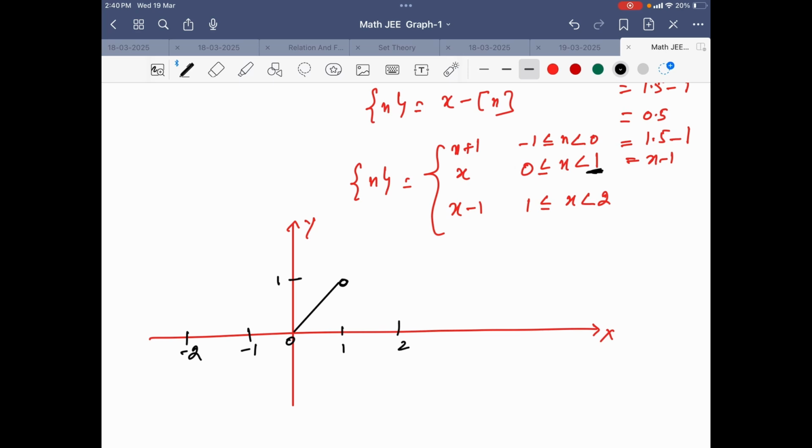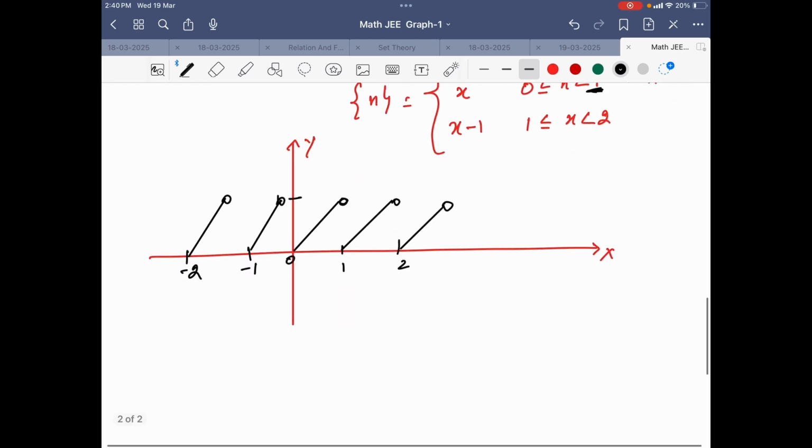Then the second interval, 0 to 1, will be x. If 1 to 2, it will be x minus 1, just whatever the x graph is, shifted 1 unit down. It should be like this, 1 unit. The period of the fractional part function will be 1, right? Let's draw this like this. Clear? Okay, fine. So now this is the fractional part function.